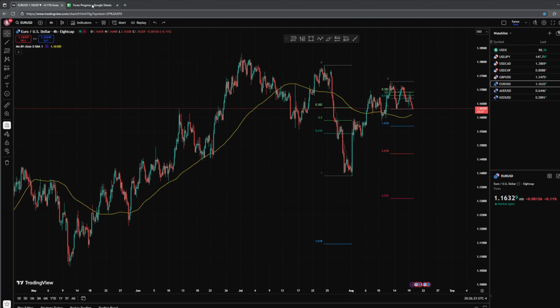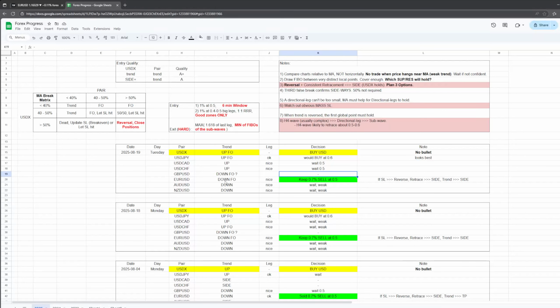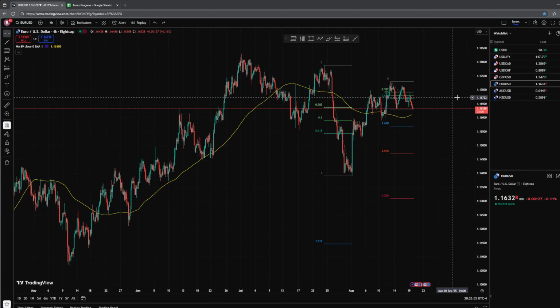Okay, so let's write it down. Euro USD trend is down. Currently the market is doing the fake up. Leg size is nice, and I risked about 0.7% of my account at the 50% retracement, which is perfect execution, and let's let it accumulate some profit.